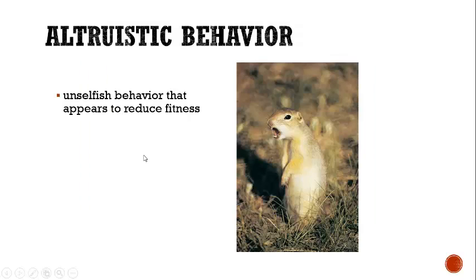Altruistic behaviors. Altruistic behaviors are unselfish behaviors, and they appear to reduce that organism's fitness. They're behaviors that actually put an organism in harm's way, and they do that to help other organisms. Classic example here using the prairie dog. There's usually one guard prairie dog that guards the nest, which is underground. They're kind of the lookout. If they see a predator coming, they send out an alarm call. That alarm call draws attention to itself, so it's pretty likely to get eaten by the predator, but it does it to help everybody else. Altruism.